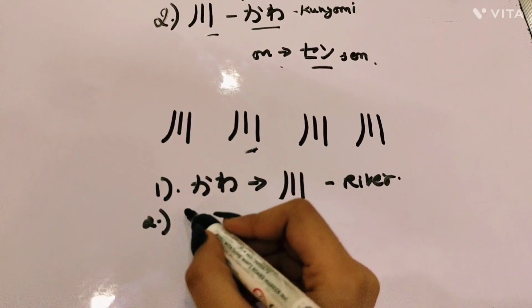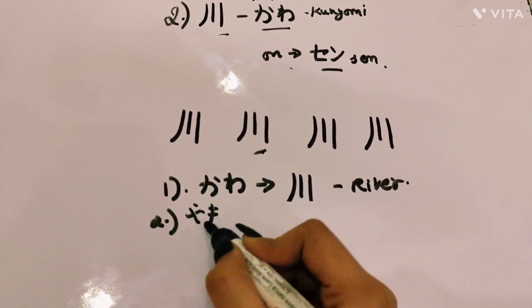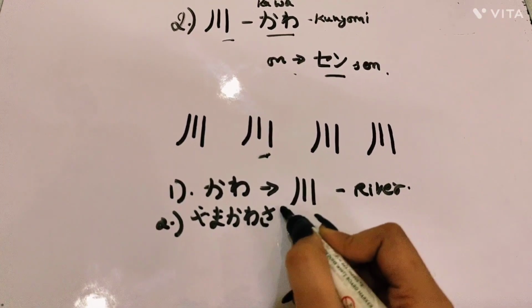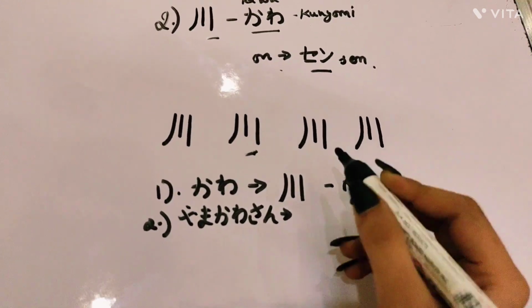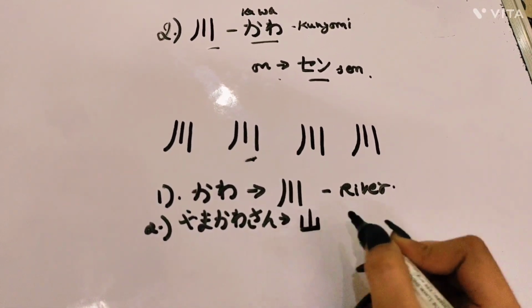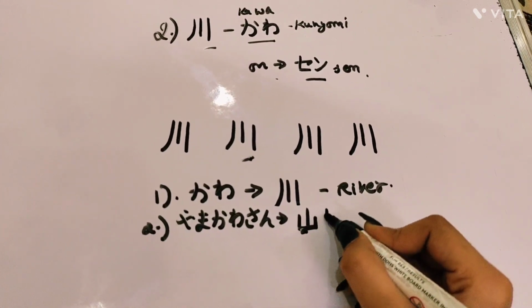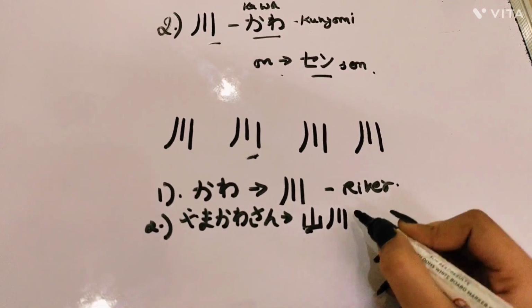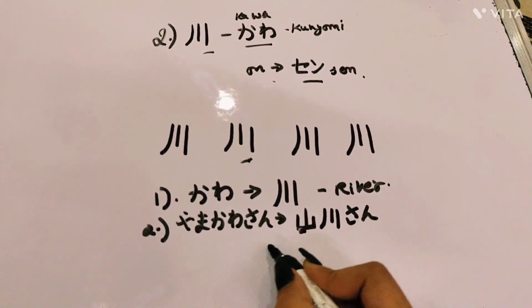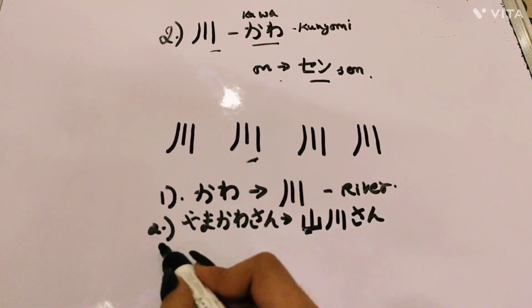Next is Yamakawa-san. It's her name, right? Minnasan, the kanji of Yama is this, right? And the kawa kanji is this. Yamakawa-san is a name, Mr. Yamakawa.